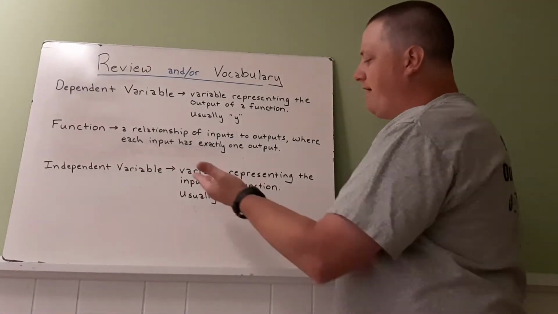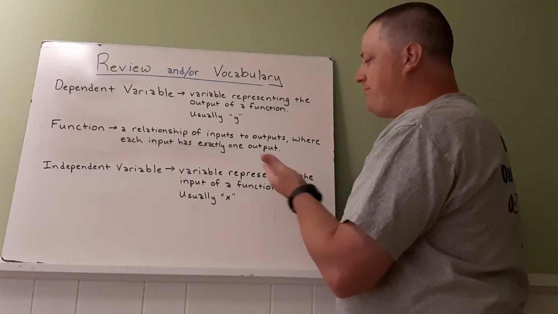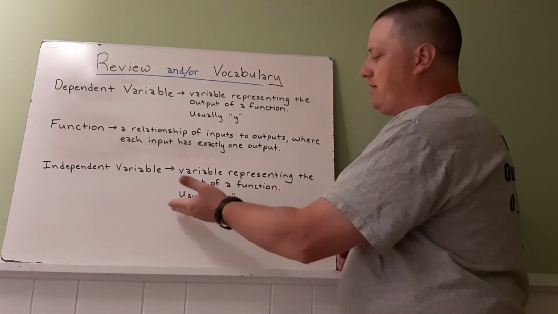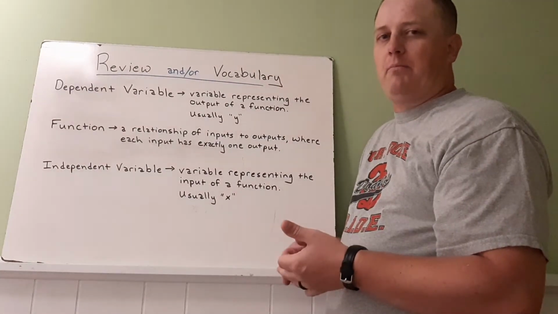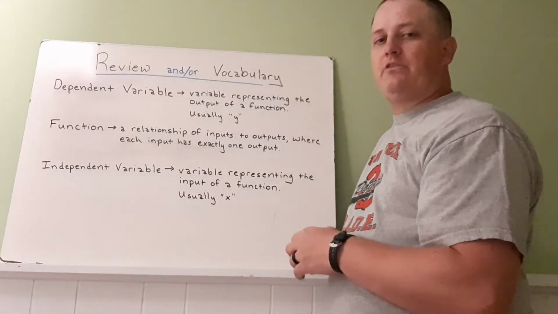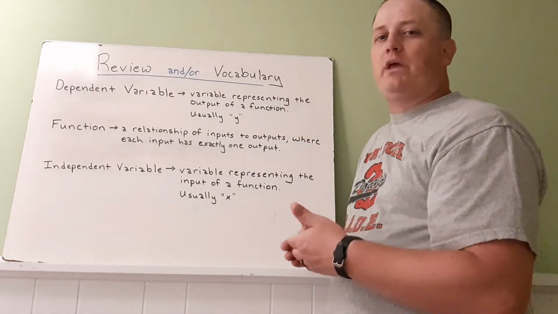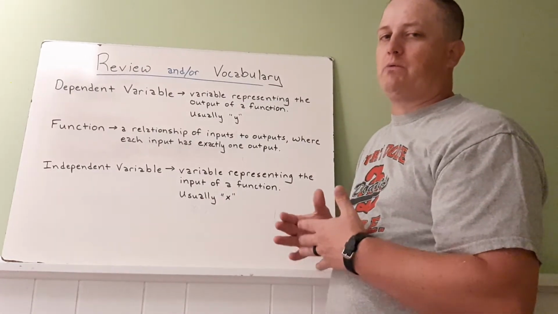Independent variable. Variable representing the input of a function, usually x. So these are the numbers that we put into the math problem so that we can get our outputs. We put them in, and we usually use x, especially when we're graphing.